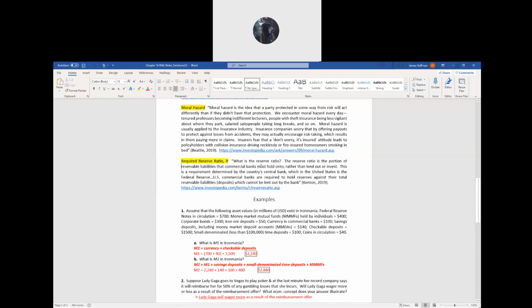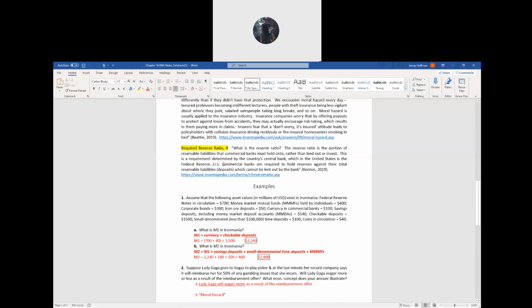Okay, so it's determined by the central bank, which is the Federal Reserve, and commercial banks are required to hold reserve against their total liabilities, their deposits, which can't be lent out by the bank. So this is the portion of the deposits in their accounts that they cannot lend out. So that's the idea here.